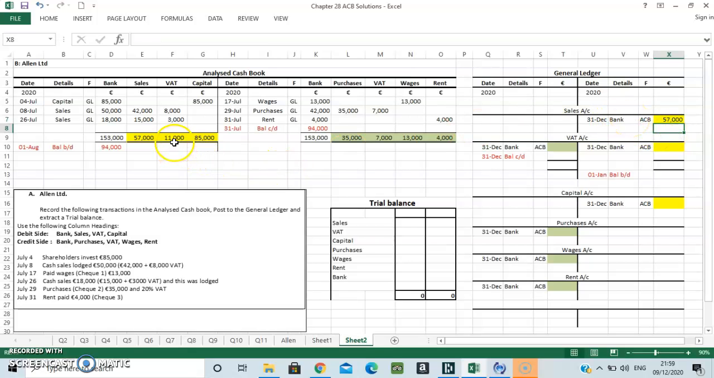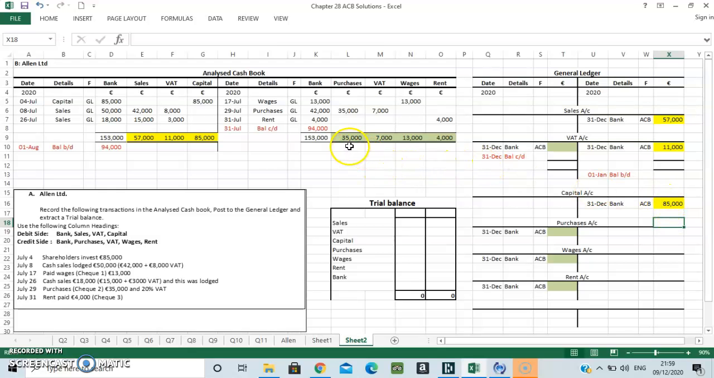Then we do our second one, which is VAT, 11,000, coming from the debit side here. We send it to the credit side of the ledger. 11,000. Same date, same details, same folio, 11,000. And the 85,000 for capital, coming from the debit side of the bank account, goes to the credit side of our ledger. Again, all of the details and the date remain the same, 85,000.